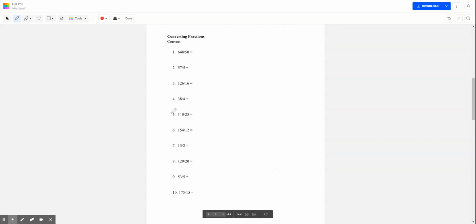Okay. Converting fractions. We're going to convert these fractions into a mixed fraction. So 648 over 50. We're going to divide by 50. 50 doesn't fit into 6, so we're just going to skip the hundreds. 50 fits into 64 once, becomes 148. 50 fits into 148 2 times.